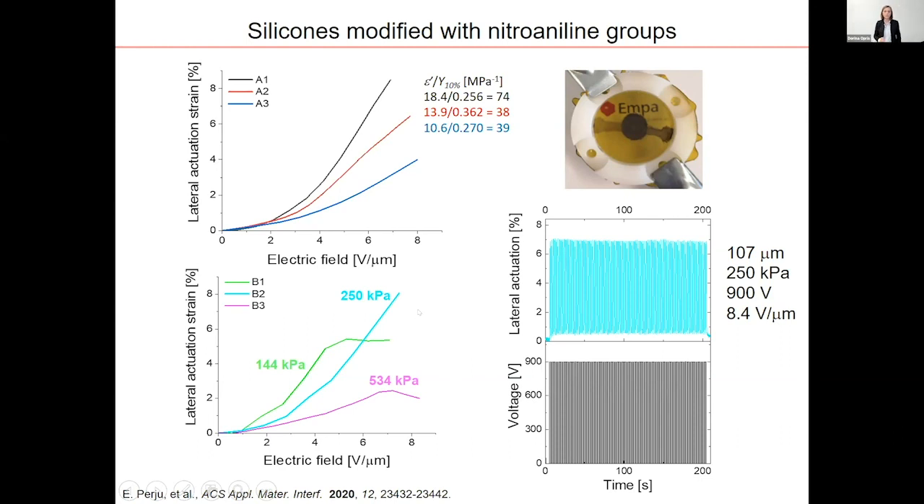One of the best materials we prepared with this nitroaniline modification was material B2. It has an elastic modulus of 250 kilopascal, and it actuates at 900 volt, as you can see here. At different frequencies, you see the lateral actuation strain of about 7%. And the actuation is really reversible.